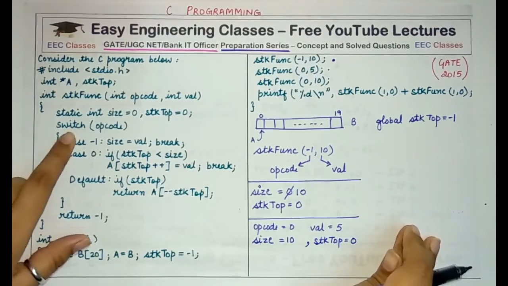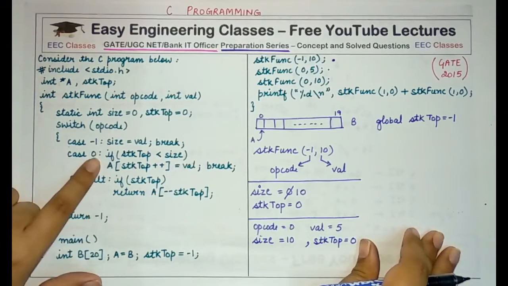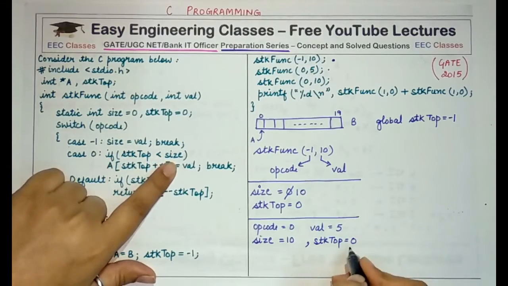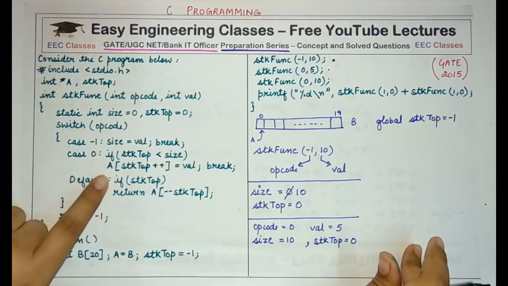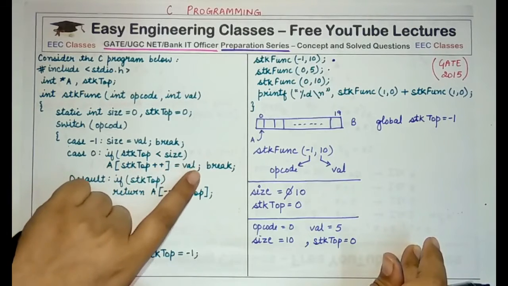Now we come to the switch case, switch opcode. Opcode is 0, so we come to the case 0 directly. If stack top is less than size, yes, 0 is less than 10. Therefore, A of stack top plus plus equal to val.